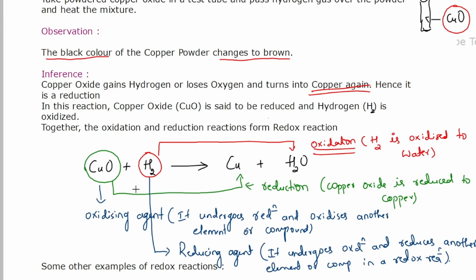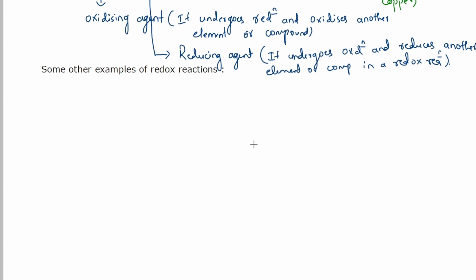Let's see a few more examples. Note here that the oxidation and reduction reactions are taking place simultaneously. Such reactions are called redox reactions. Yes, together the oxidation and reduction reactions form a redox reaction. You have to note this definition. Let's see some examples of redox reactions.